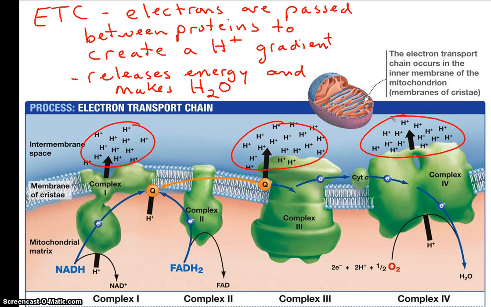Because do you see all of these hydrogens in the intermembrane space now? So here's the matrix, the inside of the mitochondria. It pumps all those hydrogens out. It uses the energy from NADH and FADH. They pass their electrons off. And as the electrons get passed from protein to protein, some energy is extracted to pump hydrogen out. Okay? So as the electrons go through, it releases energy.